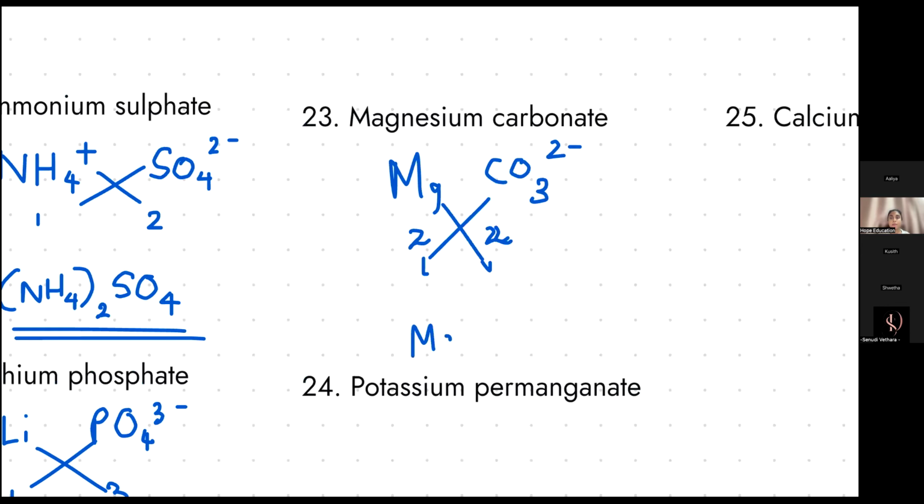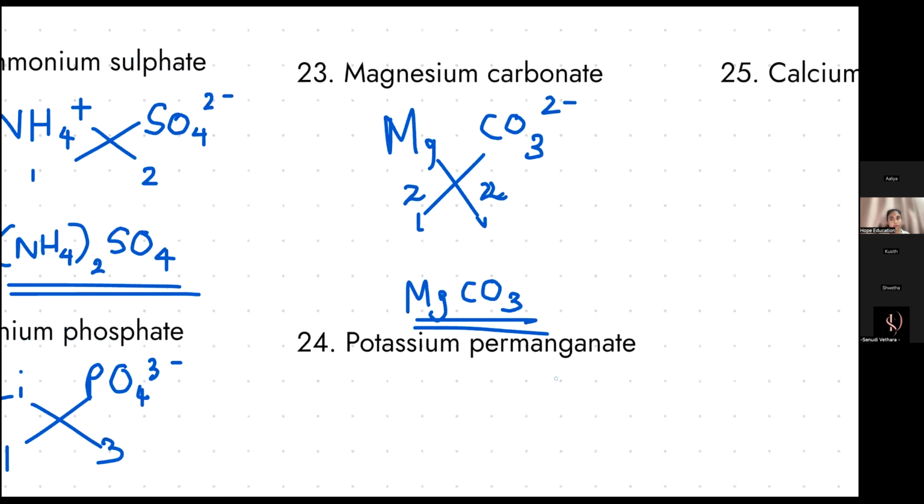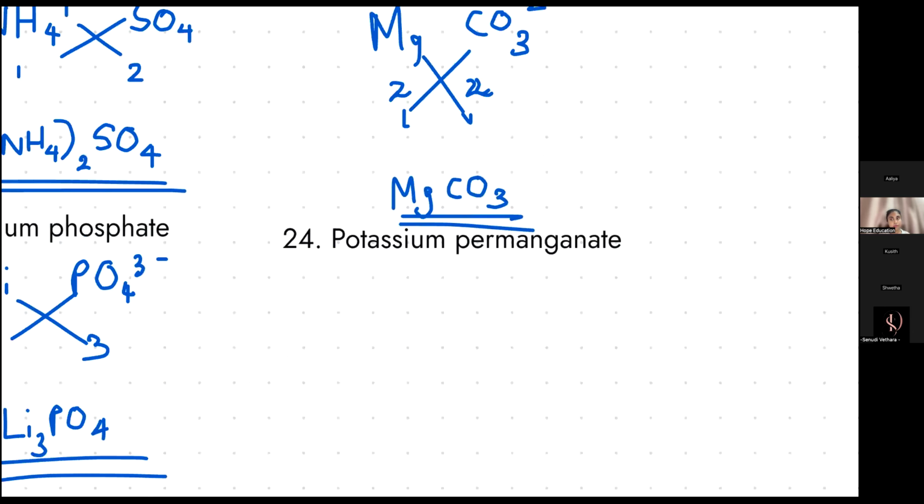Then potassium. Is that clear? Okay. Potassium is K. What is permanganate?